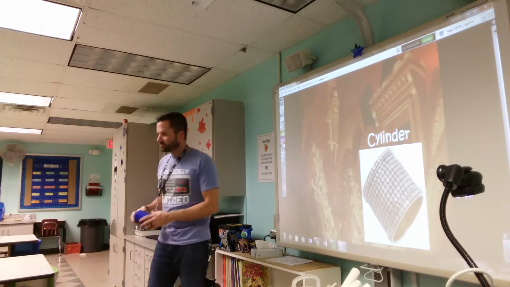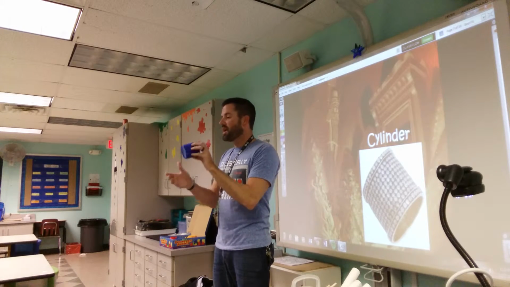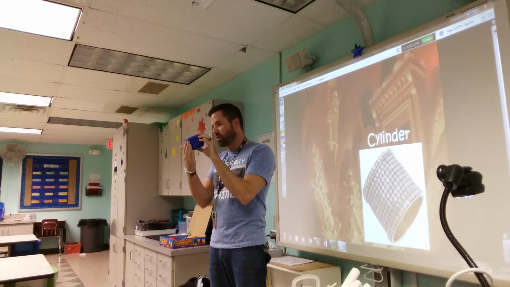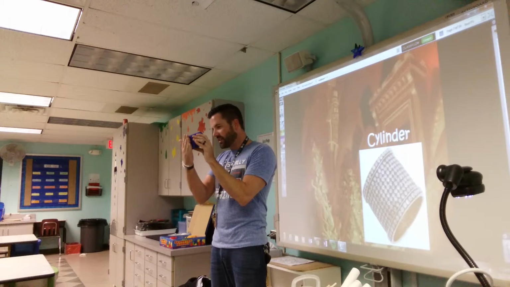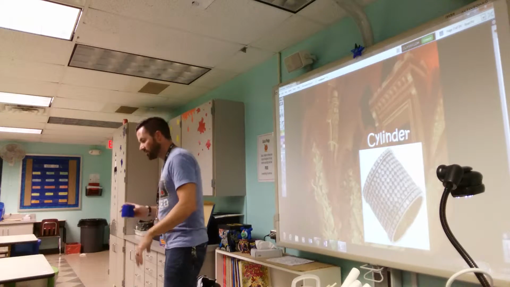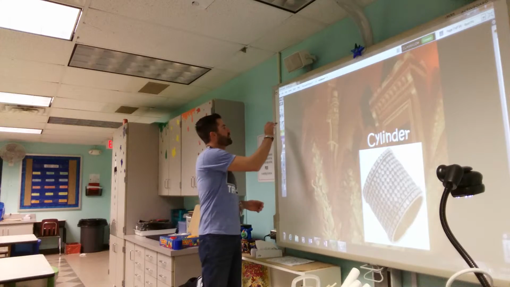Everybody say cylinder. Cylinder. So when you're doing your sculpture today, a cylinder is a three-dimensional form that has a circle face on one side, another circle face on the other, and then it's curved on the side, which means it can roll. So just remember a cylinder. You may use those in your sculptures this week.